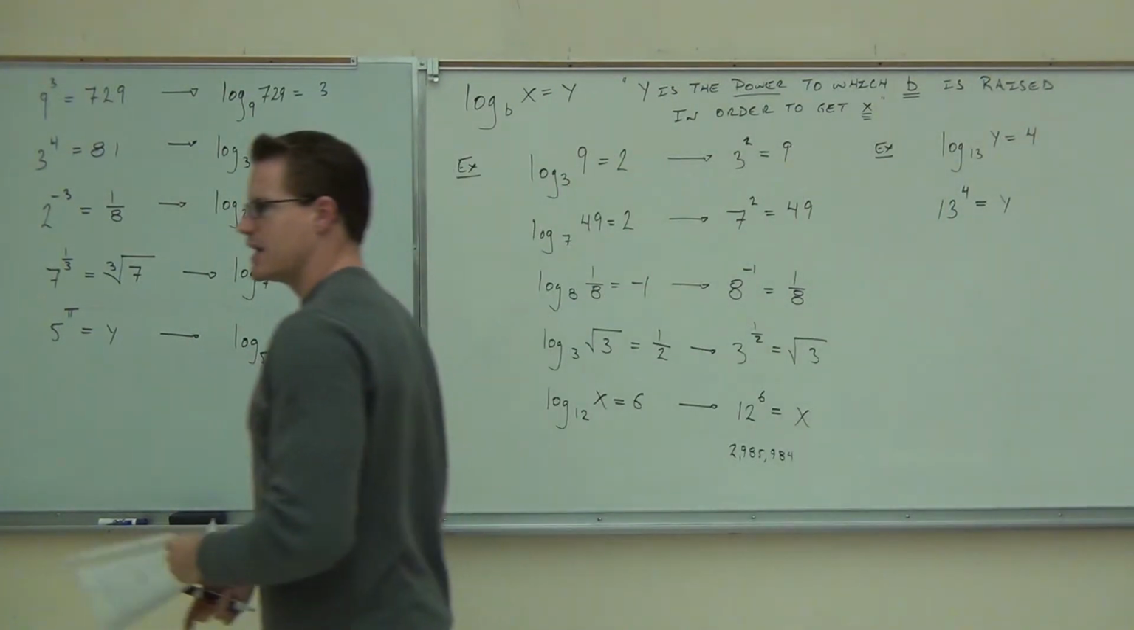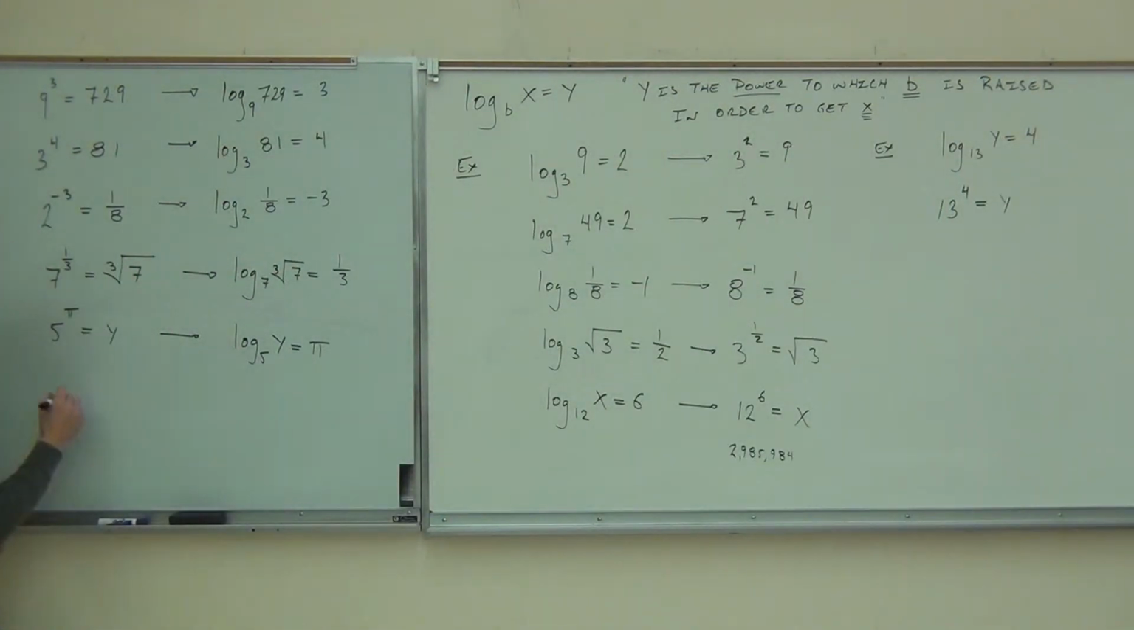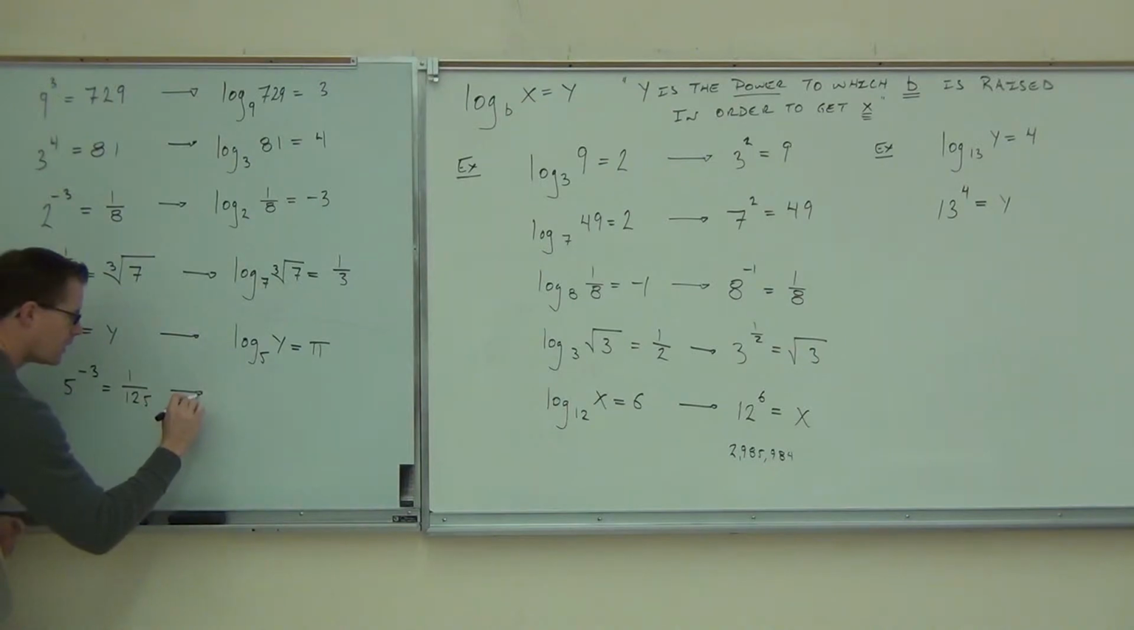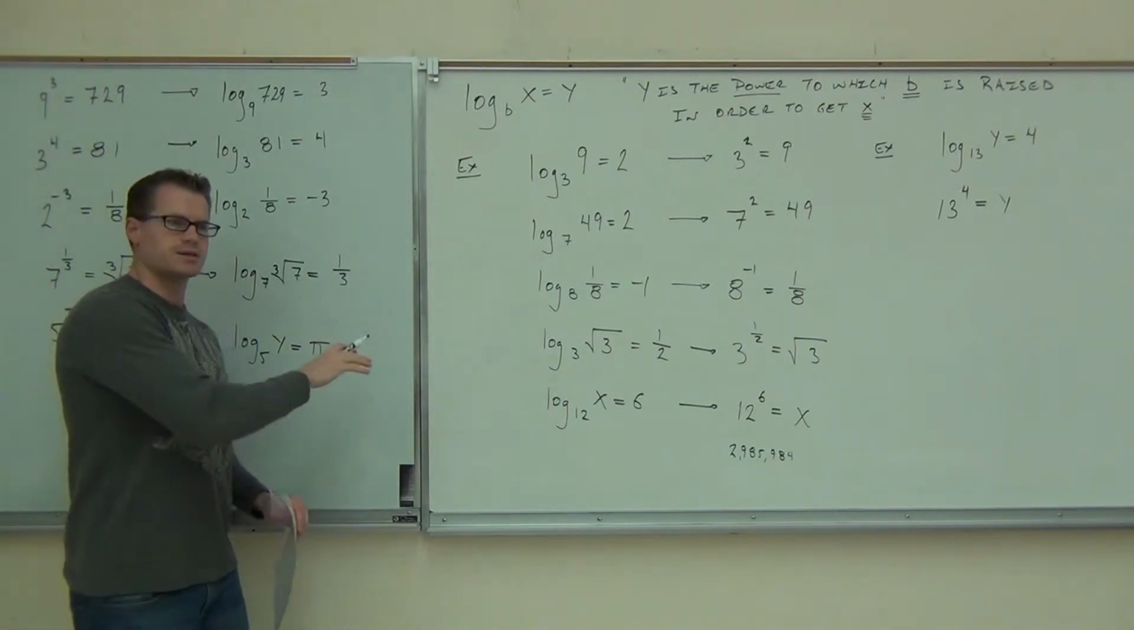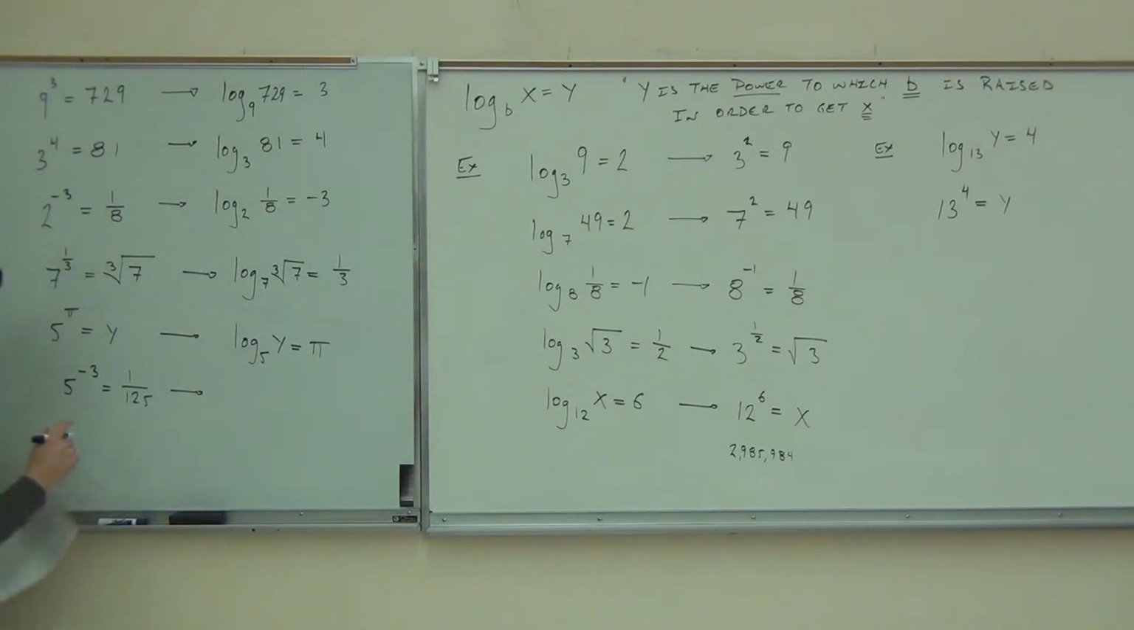Let's do 5 to the negative 3 equals 1 over 125. I want you to translate that as a logarithm in logarithmic notation, and this one.